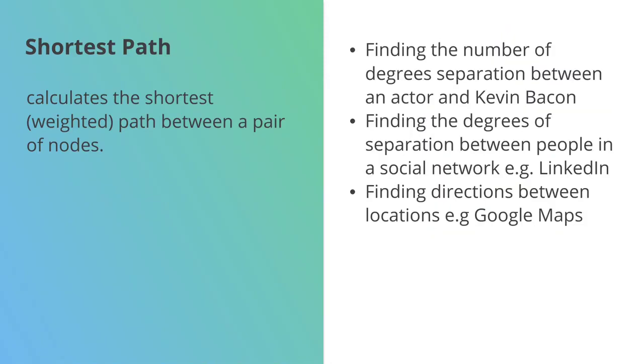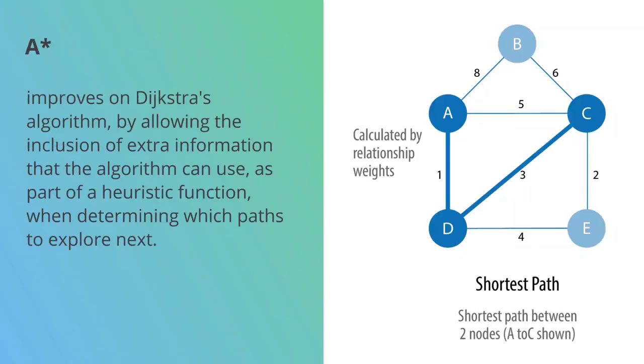This would be the one that, if you're using Google Maps, would be using some sort of variant of shortest path. If you say, hey, I'm at this location, show me the quickest way to get somewhere else, that would be a shortest path search. Or if we were trying to do the Kevin Bacon question, so show me the number of degrees of separation between an actor and Kevin Bacon, that would be a shortest path search as well.